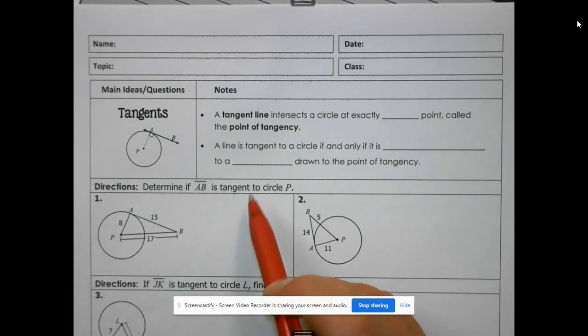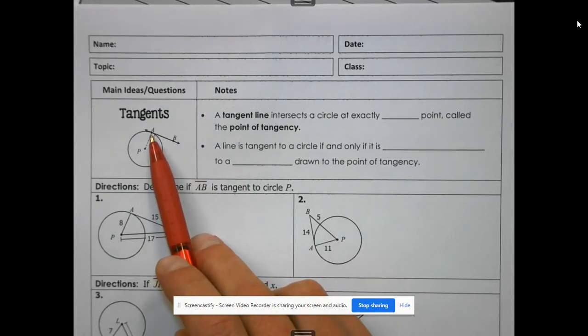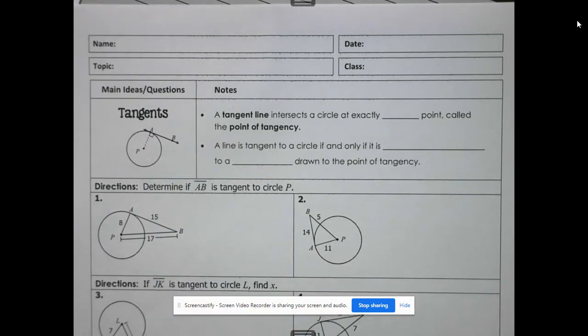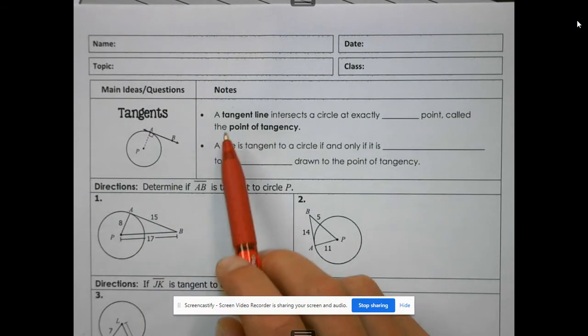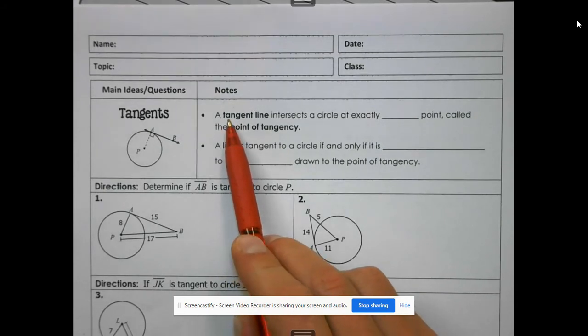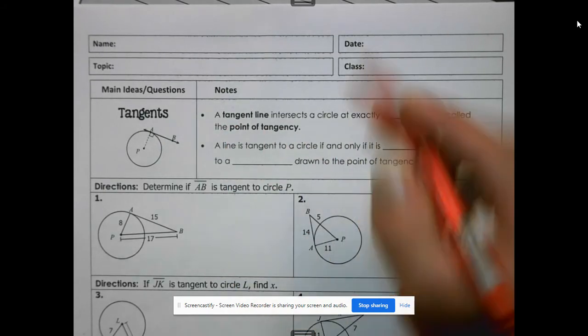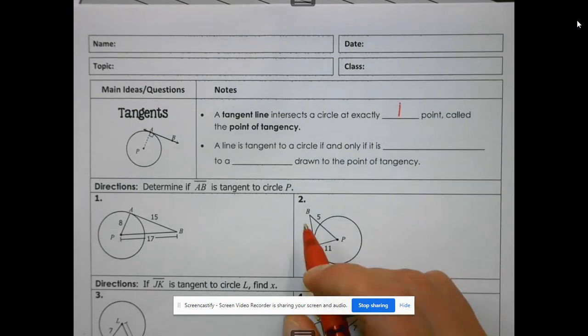All right, guys, this lesson's on tangents. Two pages of notes to go kind of fast, with the Pythagorean theorem, and then the second page goes a little bit quicker, not as much detail to get into. So here we go. A tangent line intersects a circle at exactly one point, called the point of tangency.